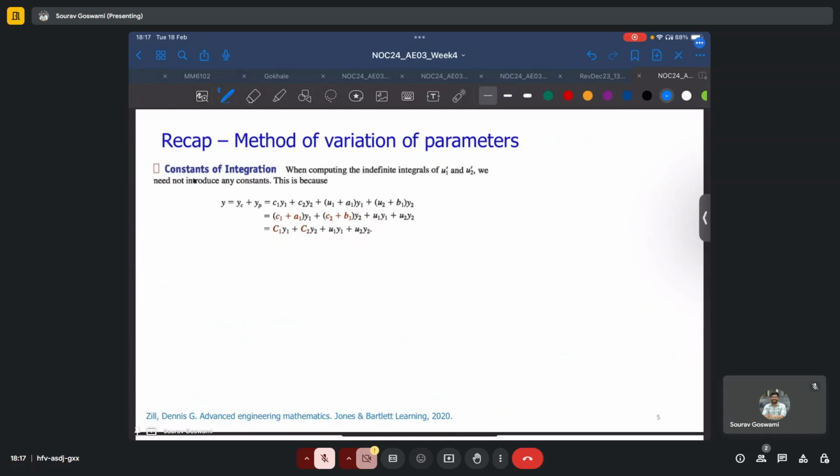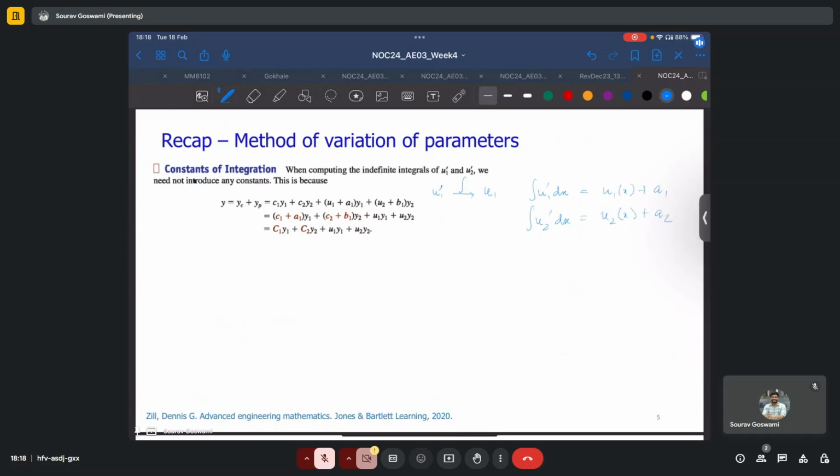Say you obtained u1 prime from the two Wronskians, and then you integrate it to obtain u1. That will give you something like the integral of u1 prime dx, if the independent variable is x, equals some u1 of x plus some constant a1. Similarly, the integral of u2 prime dx will give you some function u2 of x plus a2.